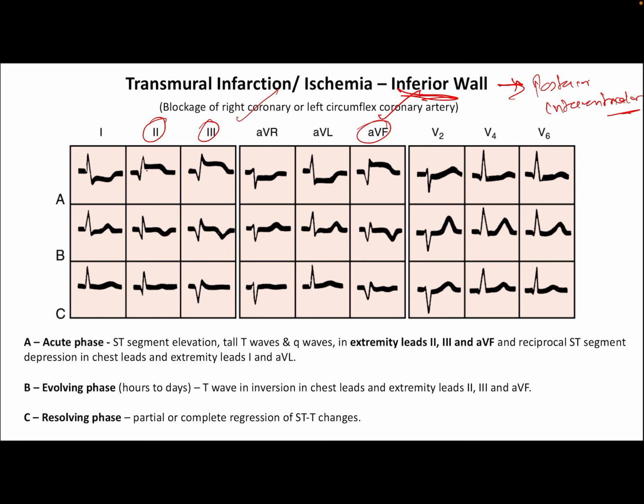We can see the ST segment changes, ST elevation in II, III, and AVF, and reciprocal changes will be seen in I, AVL, and the precordial leads. You can see ST depression, ST depression, ST depression, not so visibly seen in V4 and V6.